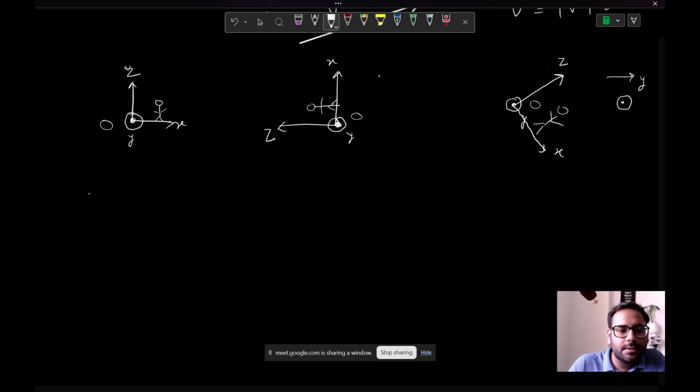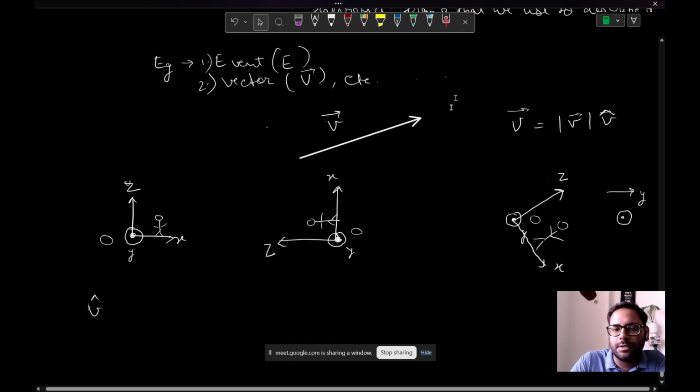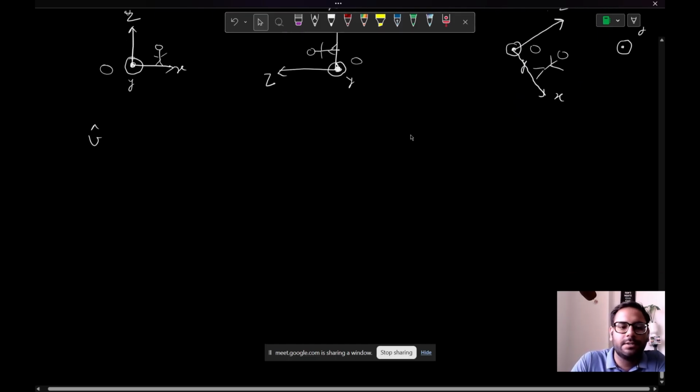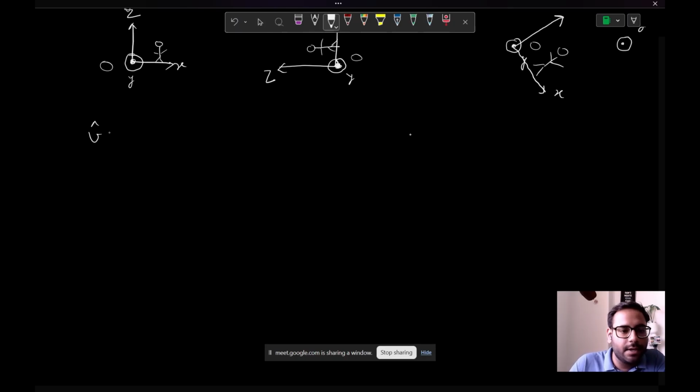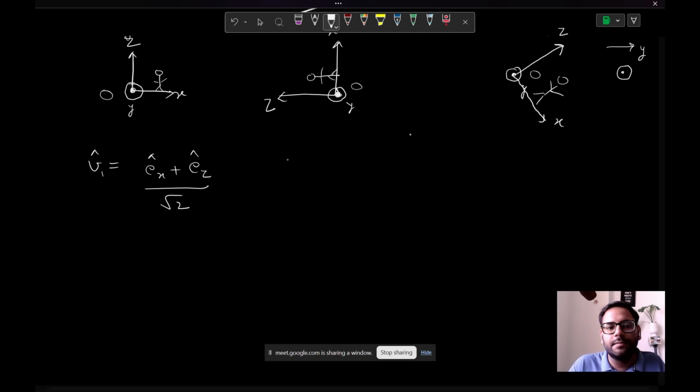So we can define the direction of this vector. This is a geometric object. We can define this unit direction as e_x plus e_z, a unit vector in the x direction plus a unit vector in the z direction. Can you check whether it is correct or not? This is my first representation.